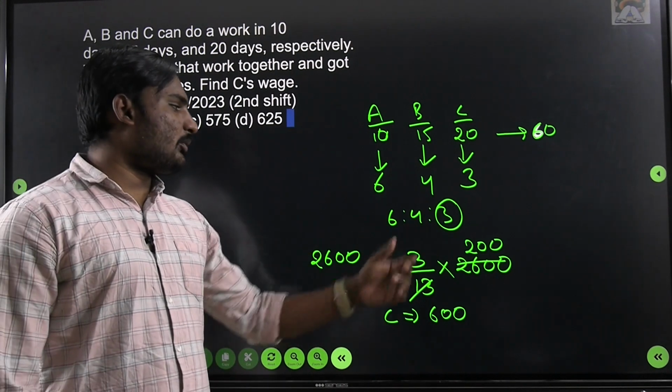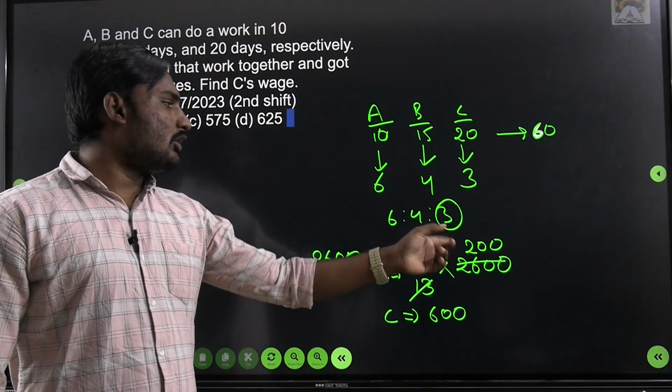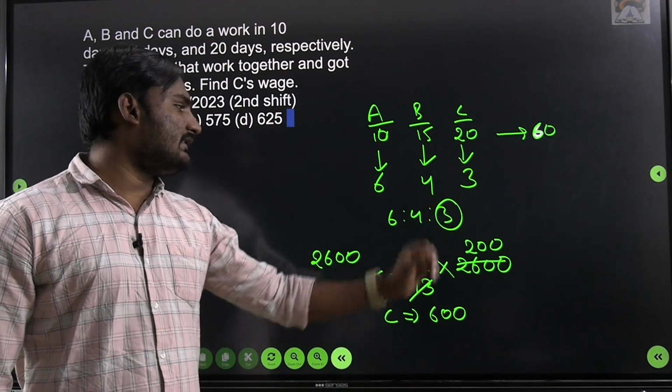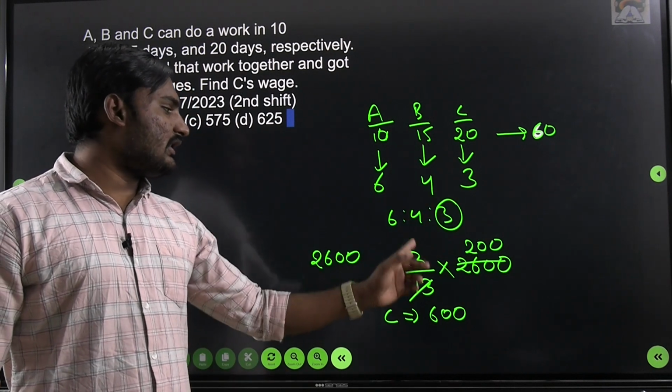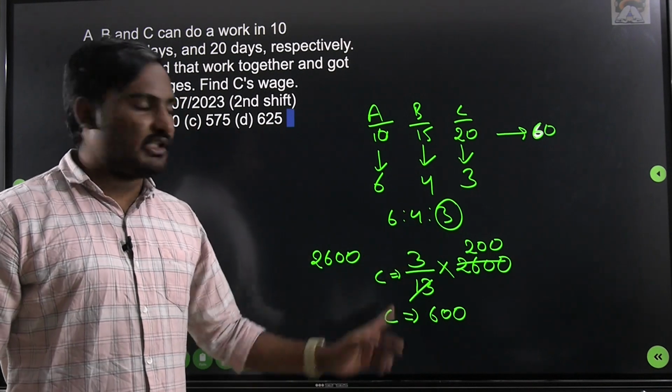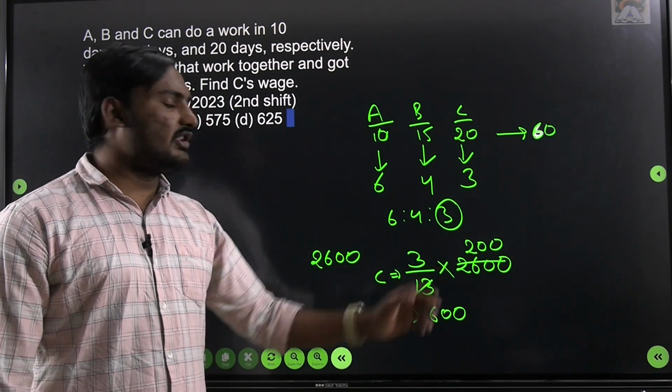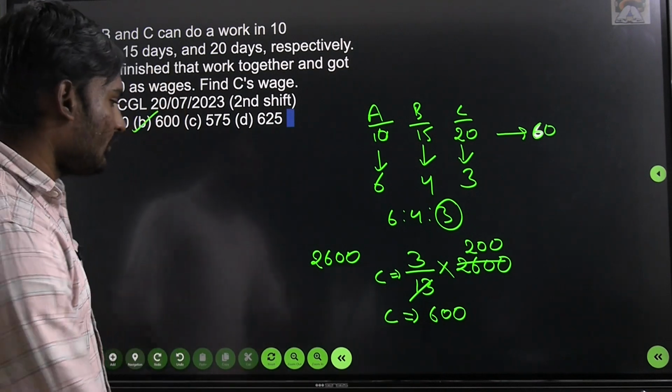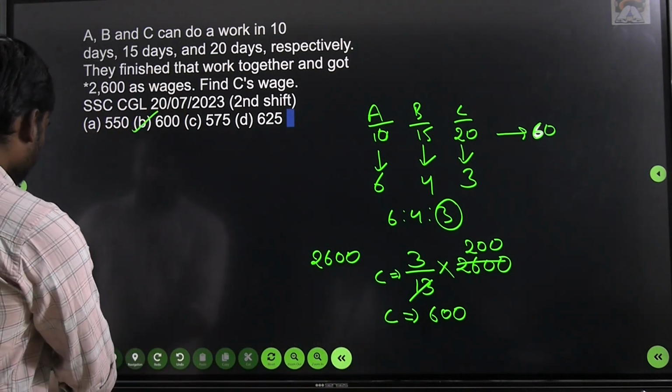It is in the ratio and proportions. Directly we know we want C's wages. That's why 3 by the whole part: 6 plus 4 is 10, plus 3 is 13. So 3 by 13 into the total wages 2600. Rightly we got 600. We'll go to the next question.